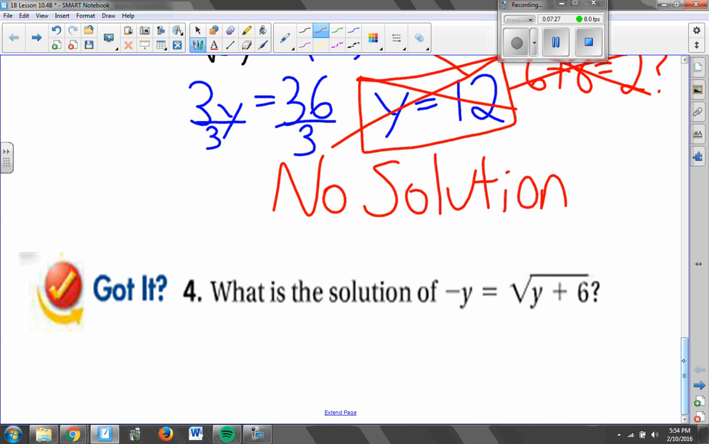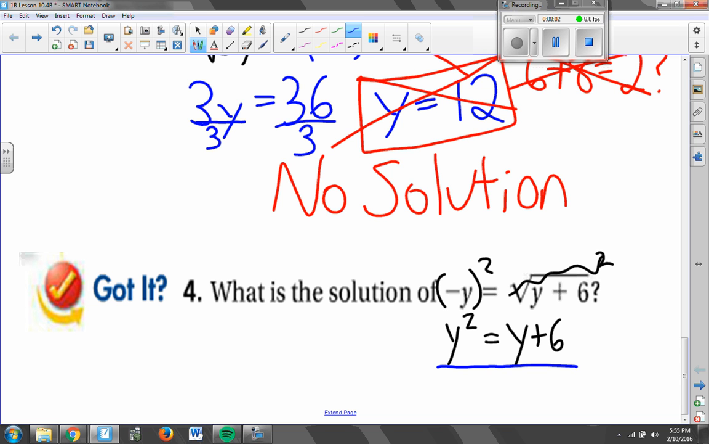All right, I would like you to take a look at this problem here. Notice, please, that you're asked to find the solution of negative y equals square root of y plus 6. The first step is to square both sides, which I will help you with. Squaring both sides gives me a positive y squared there, equals y plus 6. So this is one where we need to solve a quadratic by factoring, and plug our answers back in. So pause the video, take a look at solving this equation here, and then plug the answers back into our original, and we'll see what we get.